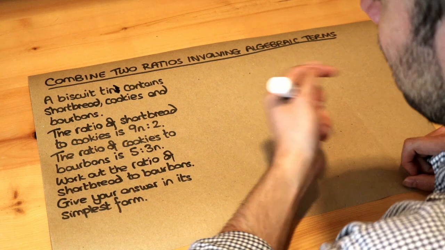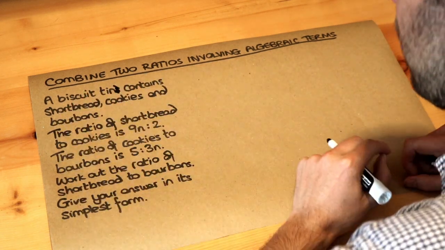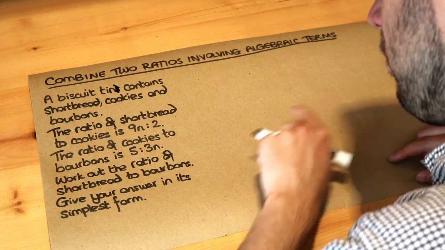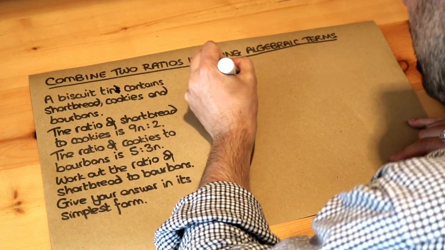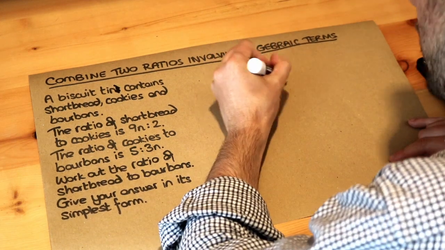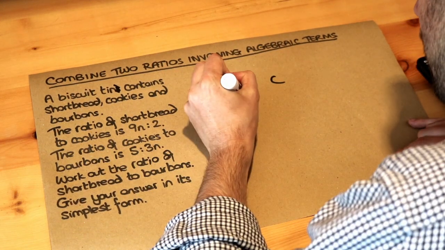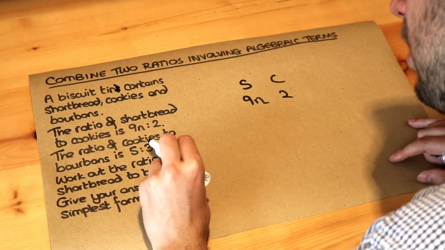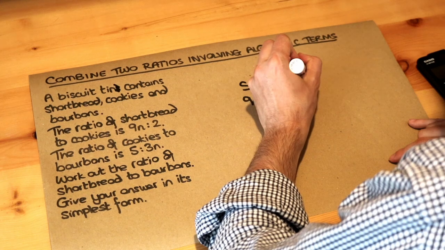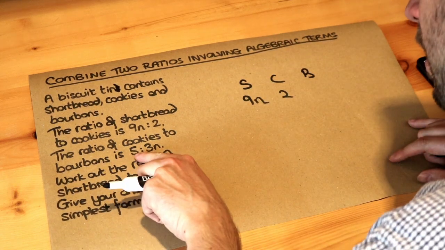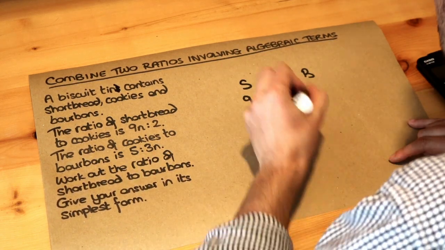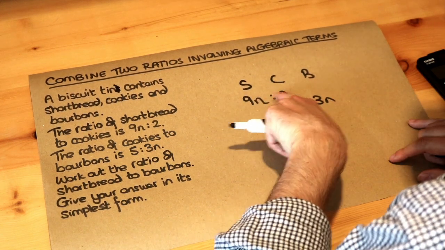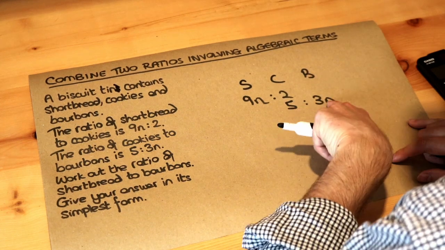Now, if we think back to previous videos where we combined two different ratios into one, our approach was to just write it with consistent columns. So the ratio of shortbread, let's use S for shortbread, to cookies is 9n to 2. And then the ratio of cookies to bourbons is 5 to 3n. So there we go, shortbread to cookies, 9n to 2, cookies to bourbons, 5 to 3n.